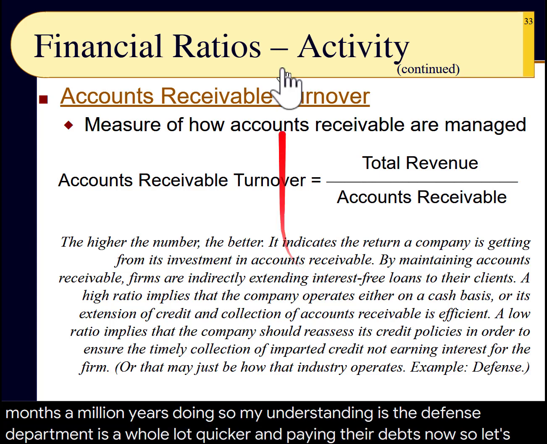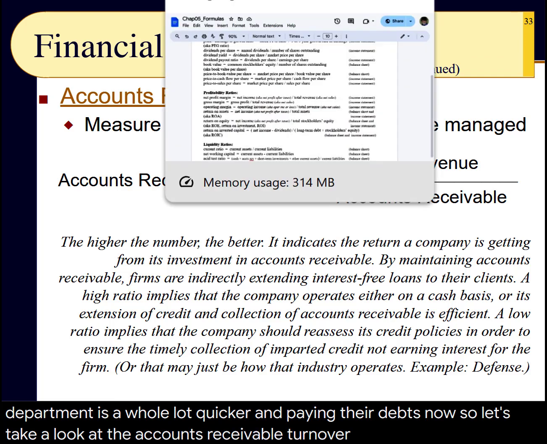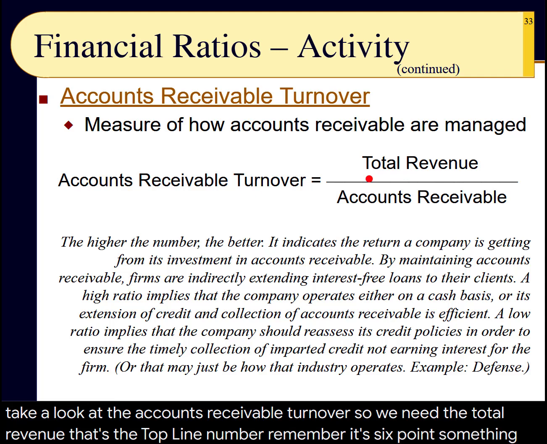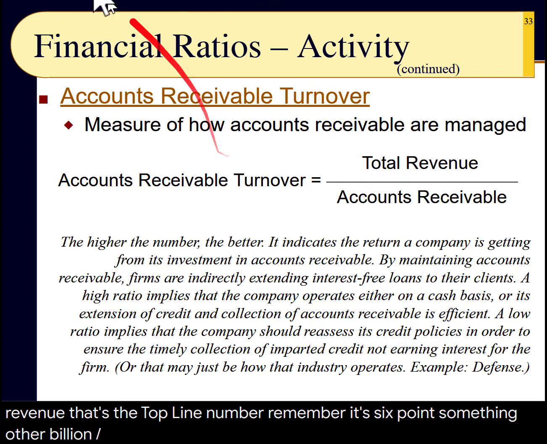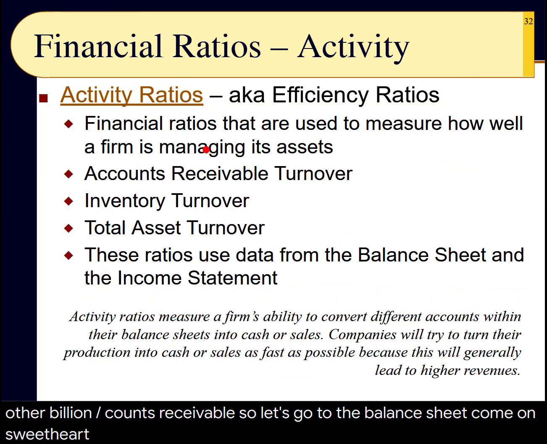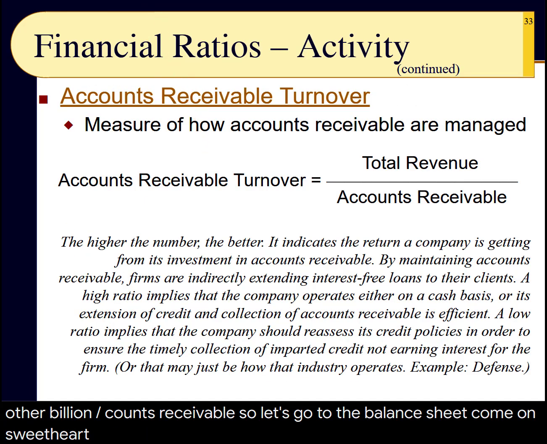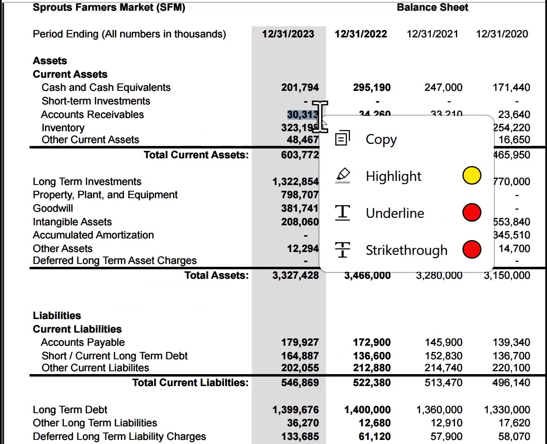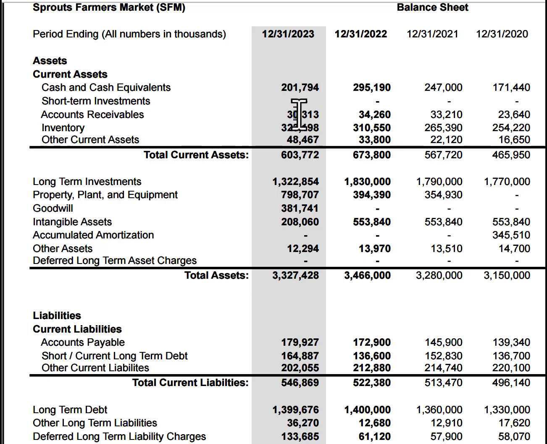So let's take a look at the accounts receivable turnover. We need the total revenue, that's the top line number. Remember, it's 6 point something billion divided by accounts receivable. So let's go to the balance sheet. Oops. Come on, sweetheart. Cut it out. I'm so bad with this machine. So here's our accounts receivable. It's a very small number compared to the billions of dollars that's coming in the door for Sprouts. So 30 million, 30.313.